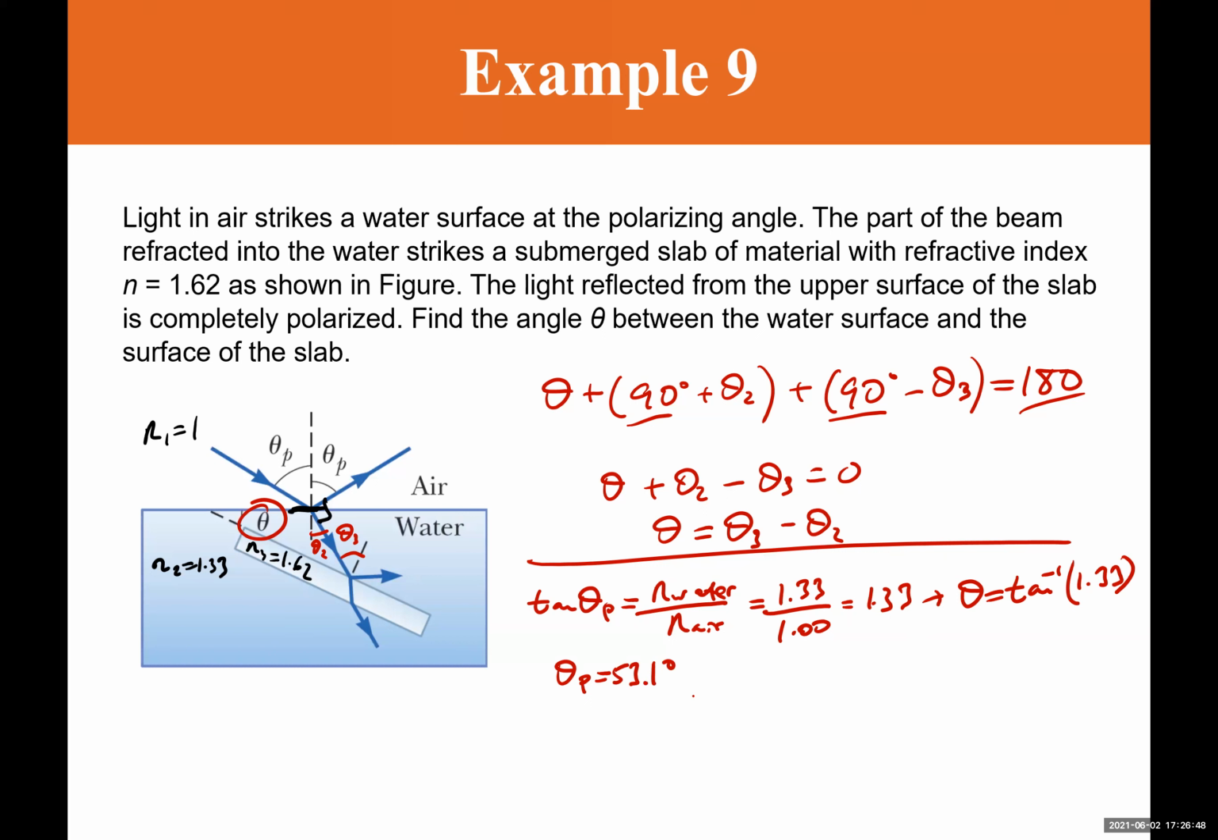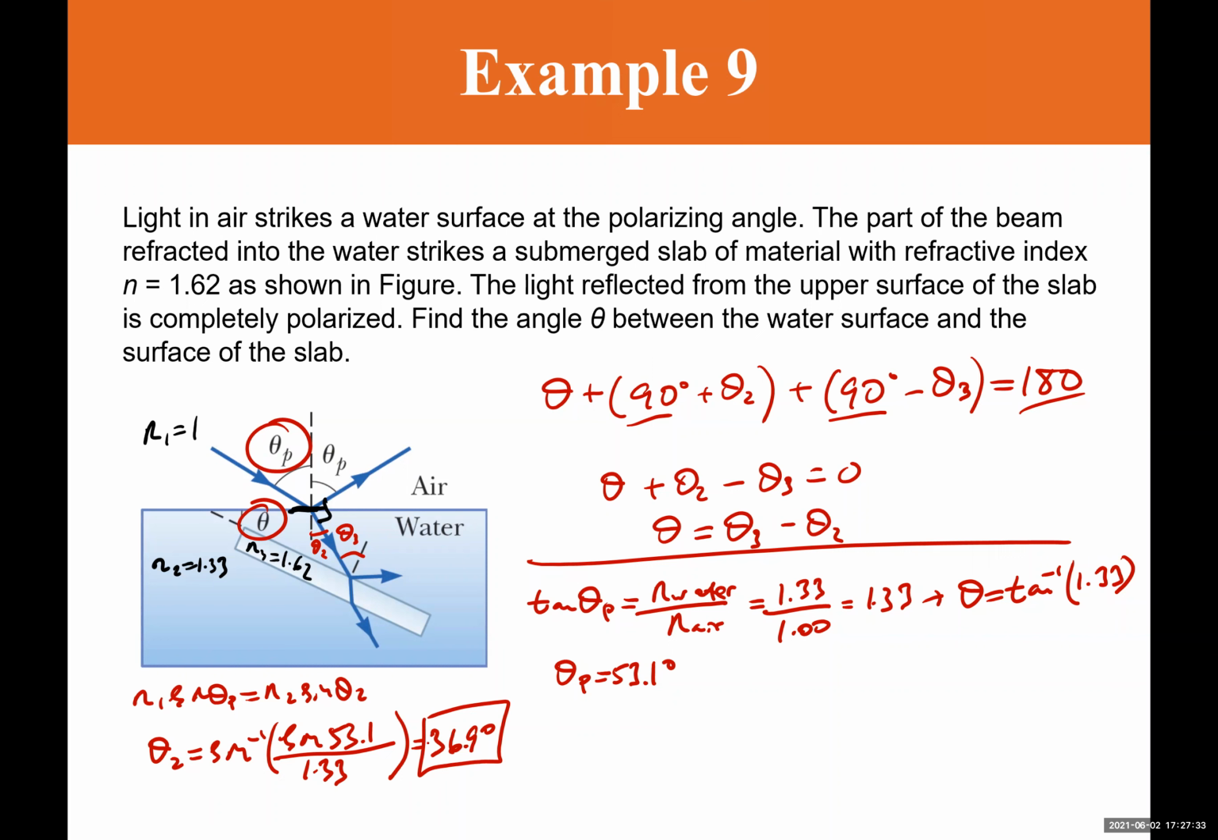Okay. Then what I can say here is, now that I have theta p, and I know the medium index of refraction 1 and 2, I can easily solve for theta 2 using Snell's law. So n1 sine of theta 1 equals n2 sine of theta 2, where theta 1 is theta p. So I can solve for theta 2, which equals inverse sine of theta p, which is 53.1, divided by the index of refraction of water, 1.33. So then theta 2 here is equal to 36.9 degrees. So that's one thing I needed.